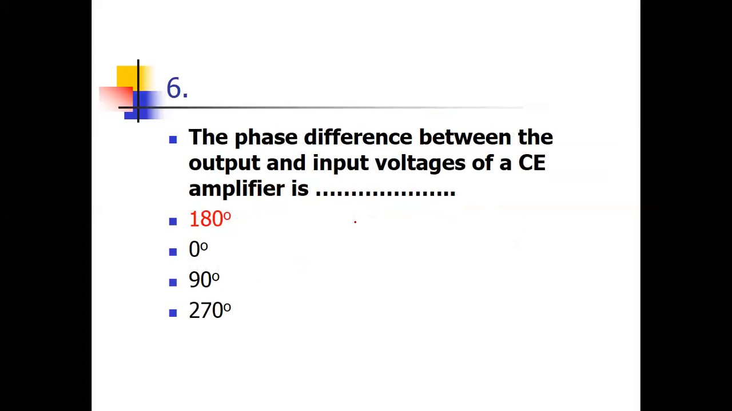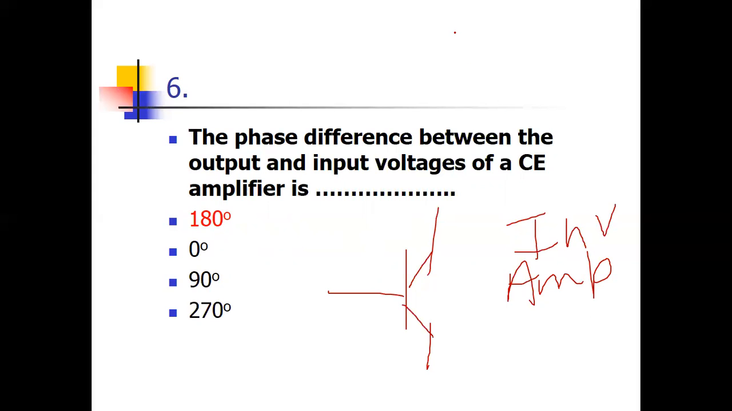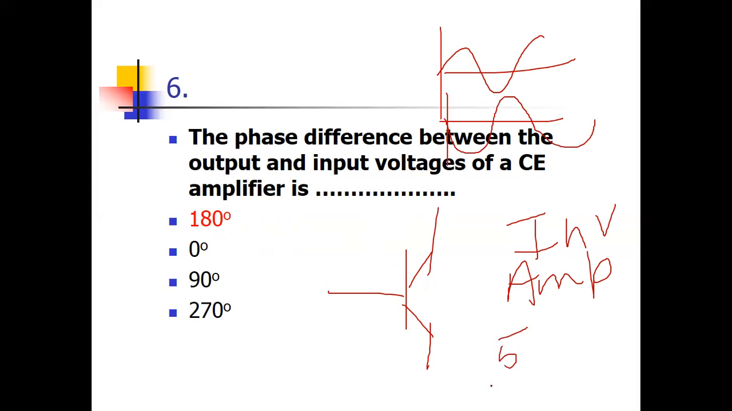The phase difference between input and output of CE amplifier is, you know, the CE transistor, common emitter transistor, behaves like an inverting amplifier. What do you mean by inverting amplifier? Inverting amplifier means if you provide the input like this, then your output will be like this, just opposite of input. If the input is plus 5 volt, output will be minus 5 volt. So what is the phase difference? Definitely 180 degree. So always remember, in a CE amplifier the phase shift is 180 degree.